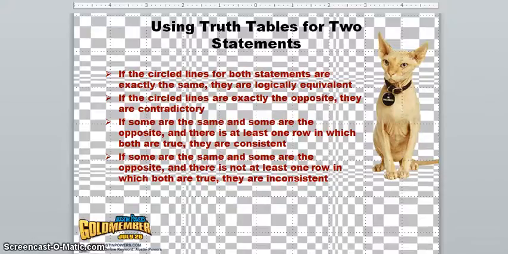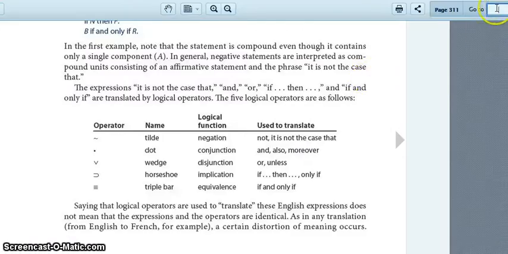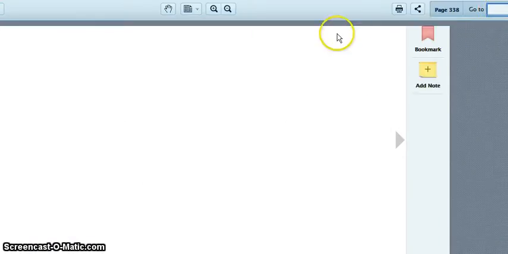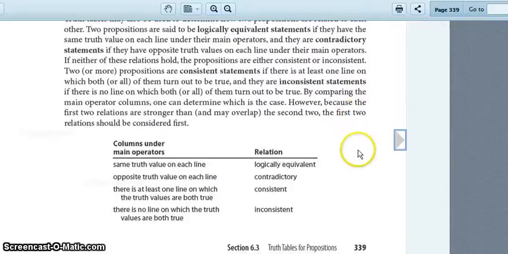If we go to our textbook, page 338, you will find at the bottom of the page this little graph. On page 339, at the bottom, you'll find another little graph. These two graphs will become very important to you because they tell you that if I have more than one statement, when I go all the way through it, if I have the same truth value on each line, then it's equivalent. If I have opposite values, it's contradictory. We'll give you some examples, talk about it in class, and see where it goes from there.